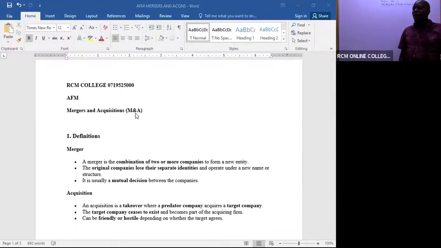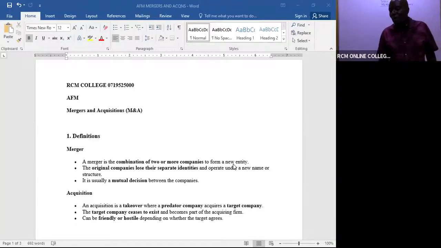So the very first thing that we need to know, ladies and gentlemen, are the definitions, and we should be able to know how to differentiate between the two. So we have here a merger is the combination of two or more companies to form a new entity. The original companies lose their separate identities and operate under a new name or structure. It is usually a mutual decision between the companies.